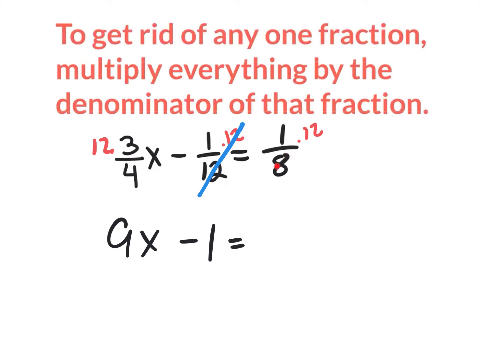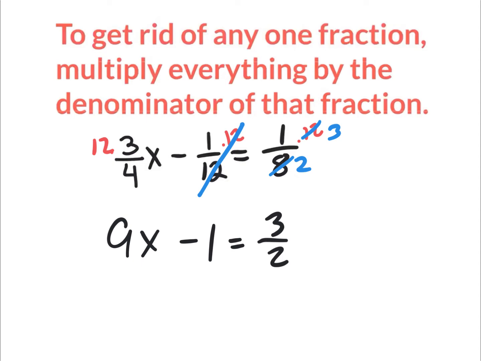12, will it cancel with 8? No, but you could reduce, right? 12 over 8, you could reduce by 4, or you could multiply 1 times 12 and get 12, and you're still going to get 12 over 8, which you could still reduce by 4, and what do I get? 3 over 2, right? 12 divided by 4 is 3, 8 divided by 4 is 2, so you end up with a 3 over 2 on this side. So even though we just wanted to get rid of one fraction, we ended up luckily getting rid of two fractions, okay? We still have another fraction to get rid of, so what do I do?